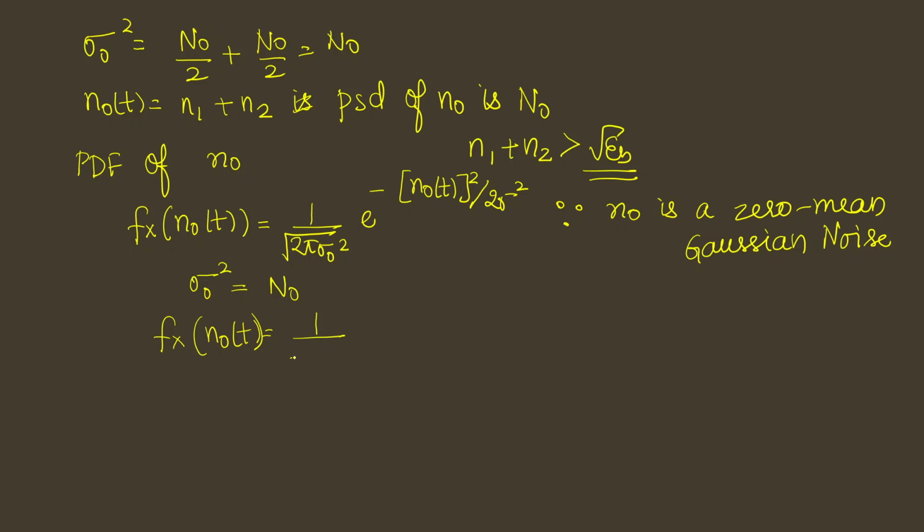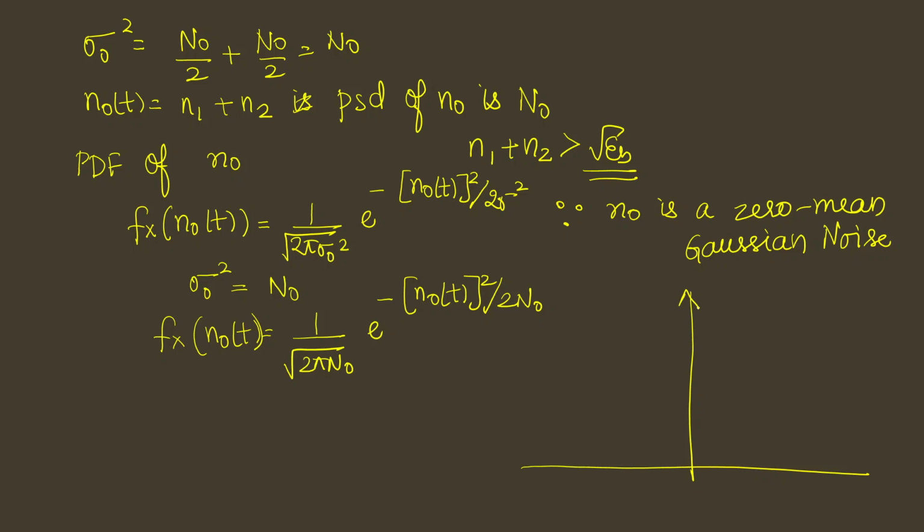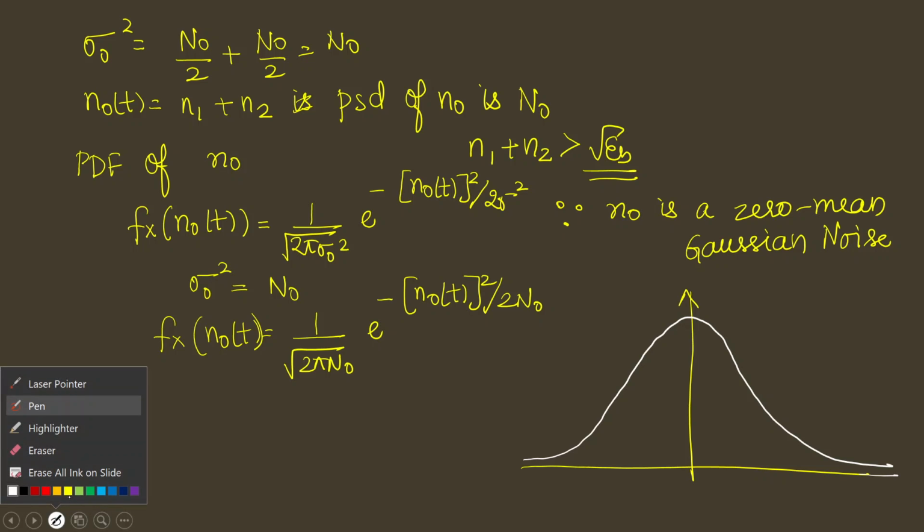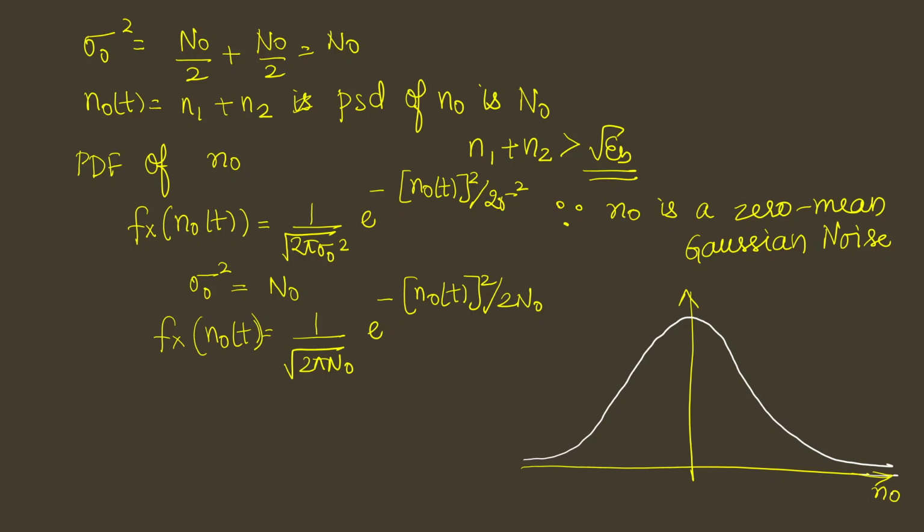is equal to 1 over under the root 2 pi N naught into exponential minus n naught of t whole square over 2 times N naught. Let us draw the probability density function curve for the given noise n naught. It is a bell shaped curve, as we know. On the x axis I have all possible amplitudes of the noise n naught, and this is the f, that is, the probability of occurrence of the noise amplitude n naught. This is the zero mean.